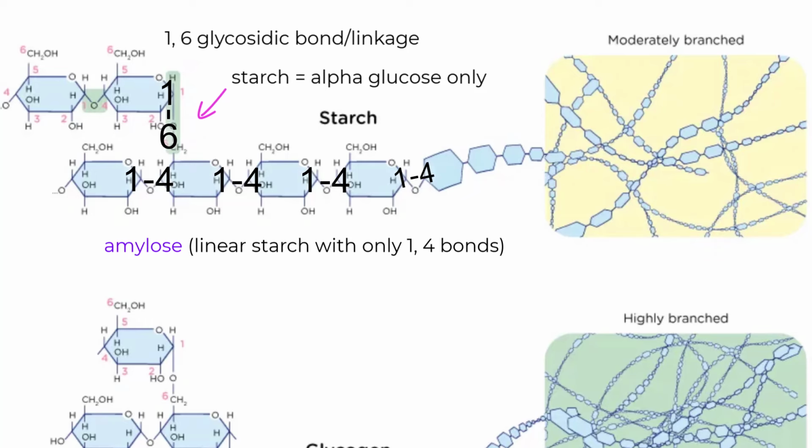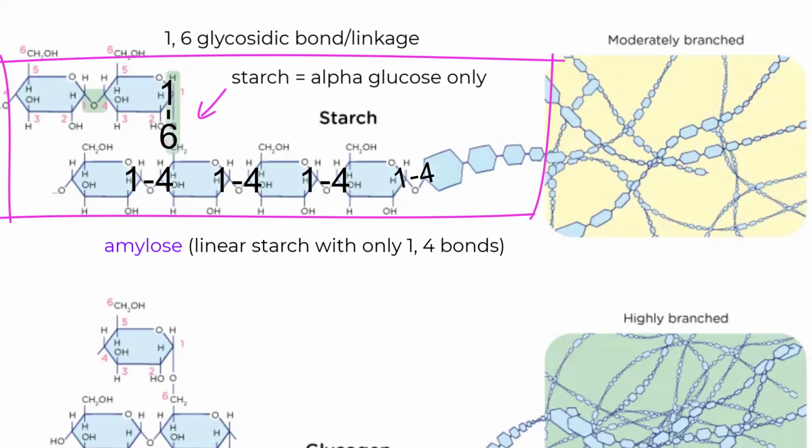And as you guessed it, we call this a 1,6 glycosidic bond. If that happens and new chains of alpha glucose branch off of an existing chain, it is no longer called amylose, and instead called amylopectin, which has a combination of 1,4 and 1,6 bonds.